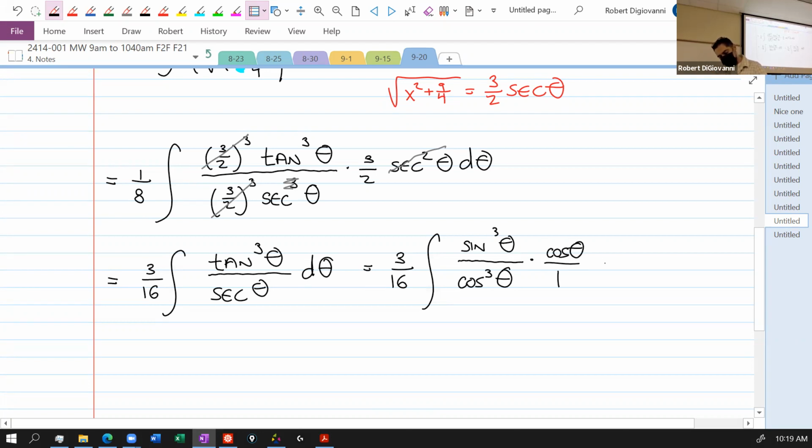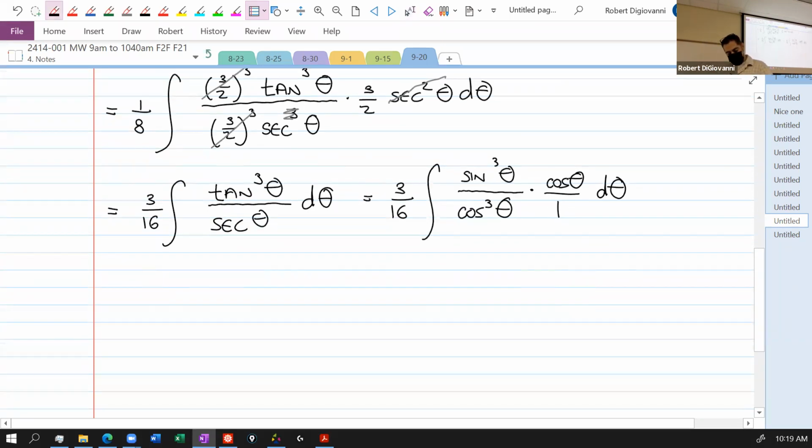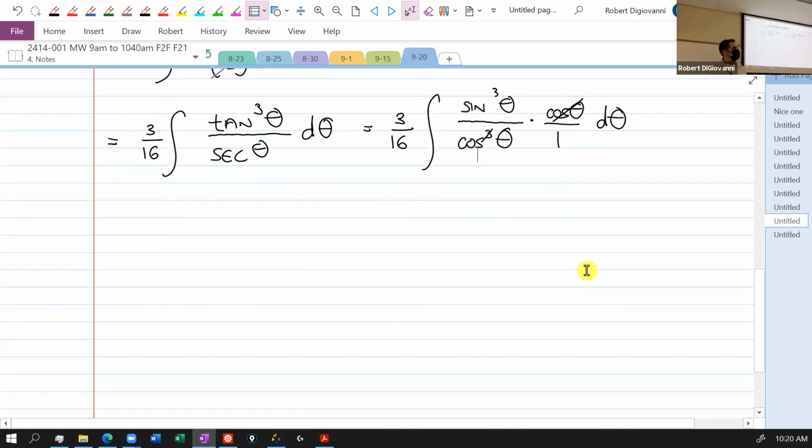I'm not showing that step, I'm trusting that you can just rewrite this and flip the bottom fraction up like that, and then cancel one of the cosines. Still good? Oh, that's a squared. Sorry, that becomes a square now. So we are at 3/16 integral sine cubed theta over cosine squared theta d theta.